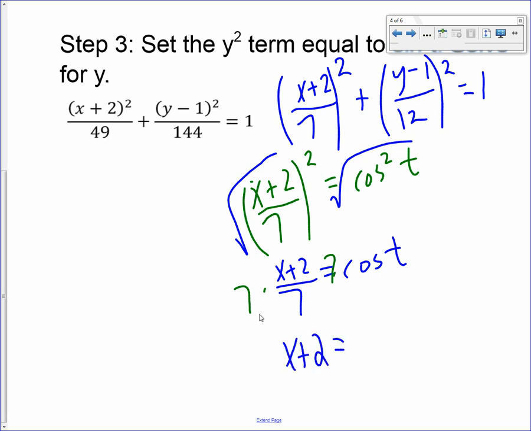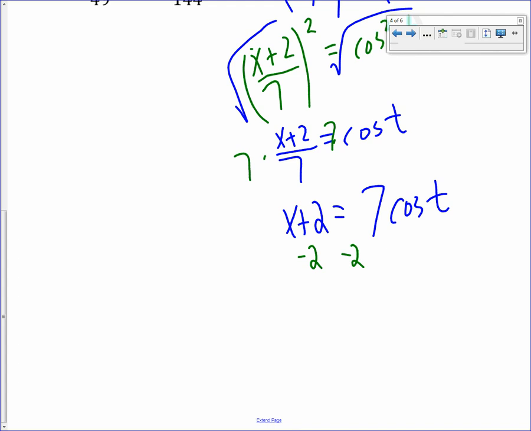X plus 2 equals 7 cosine t. And then we're going to subtract 2 from both sides. We like to write the minus 2 in front of the cosine. Typically, you never want to write anything after trig. The trig stuff should always go last in an expression. It doesn't have to, but it's a good practice to keep it there. So that's the equation for x.